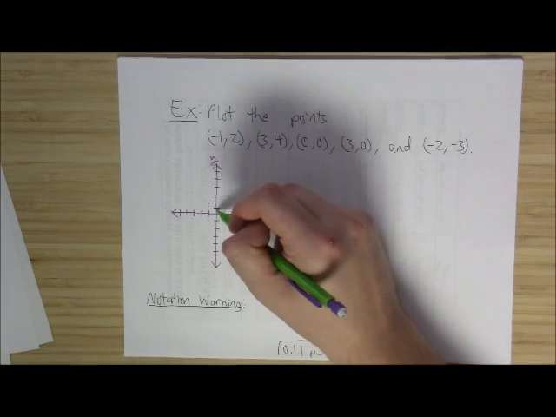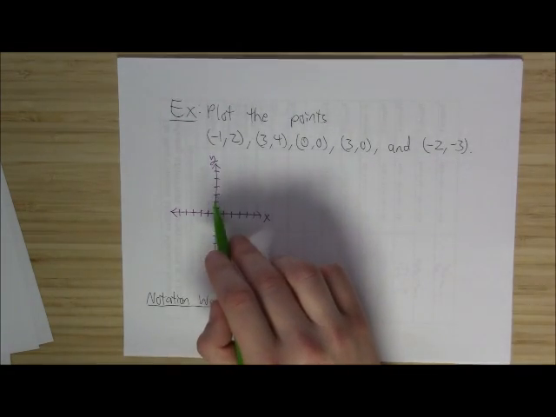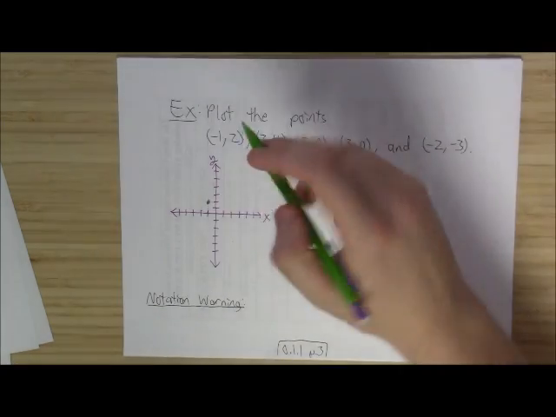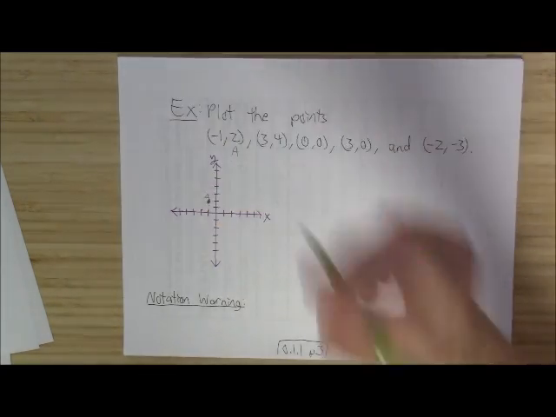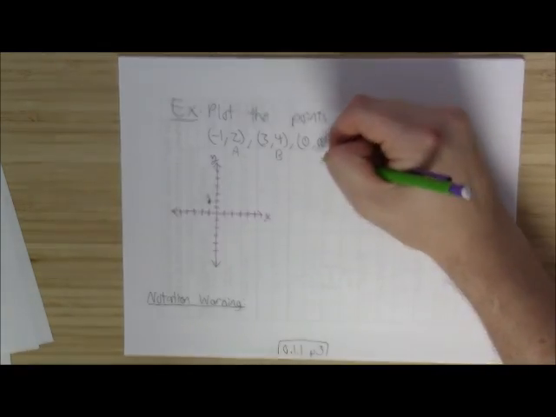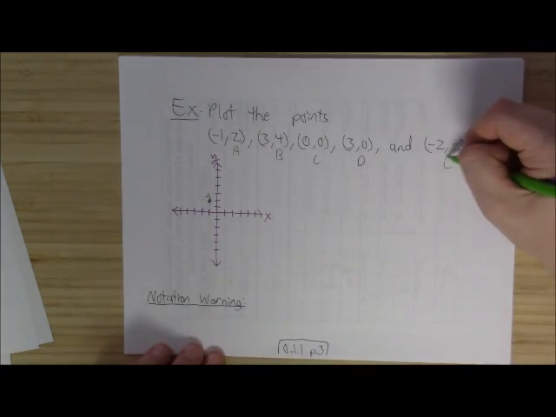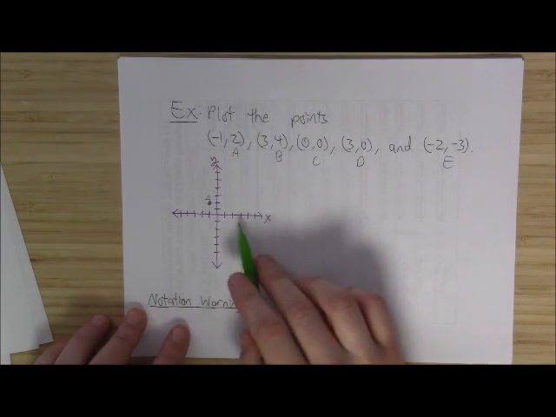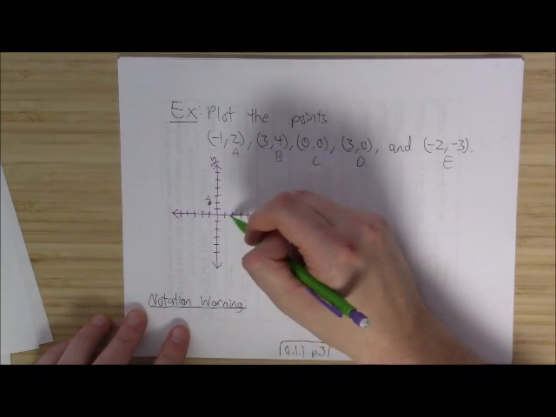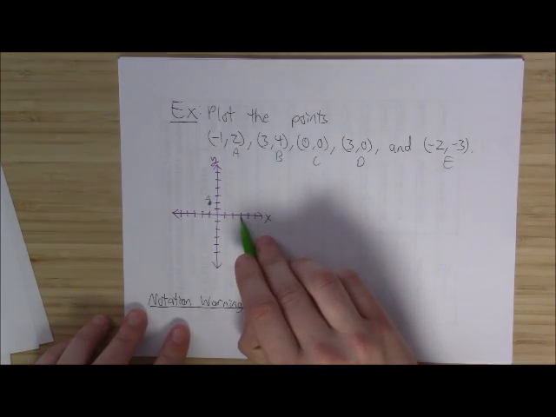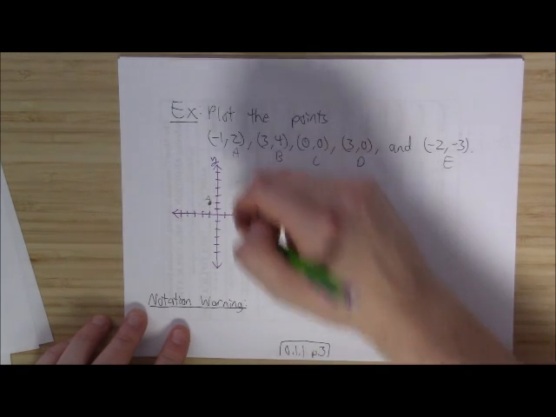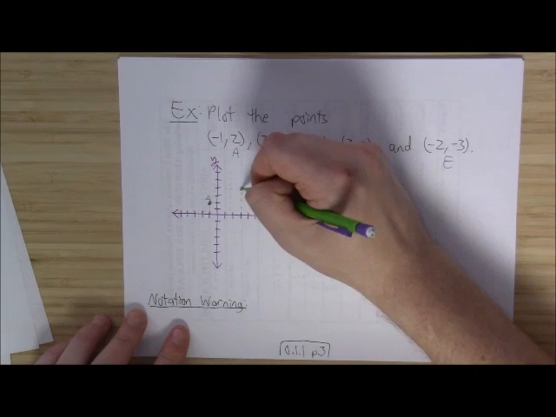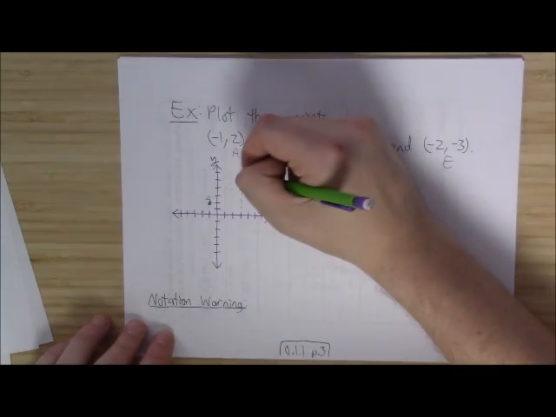Now, we could go the other way as well. We could have gone up by 2 first and then over by 1. It doesn't really matter. So that would be this point. If we call that A, this would be point A. Let's call this B, C, D, and E. Okay. What about for point B? For point B, we go 3 over on the x-axis, and then 4 up in the positive direction. 1, 2, 3, 4. Okay. So that would be B.